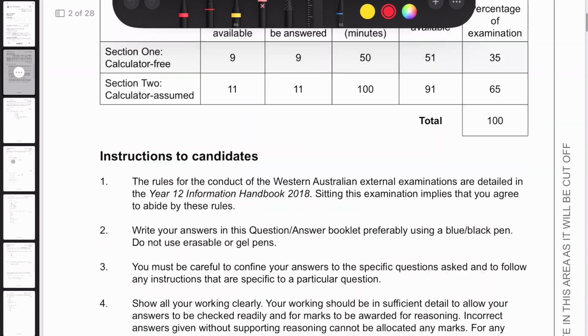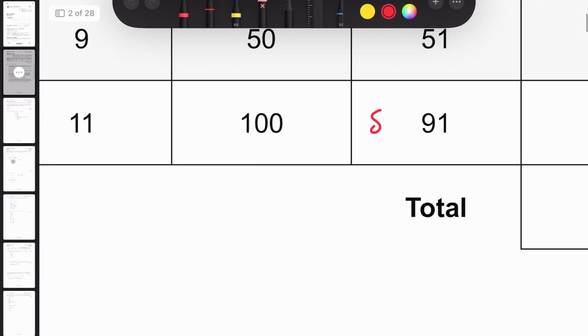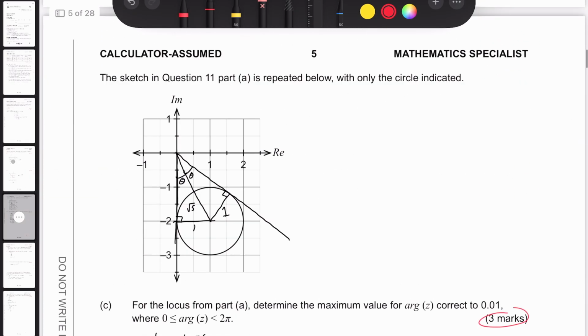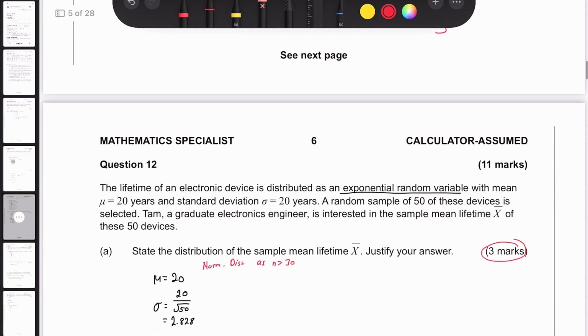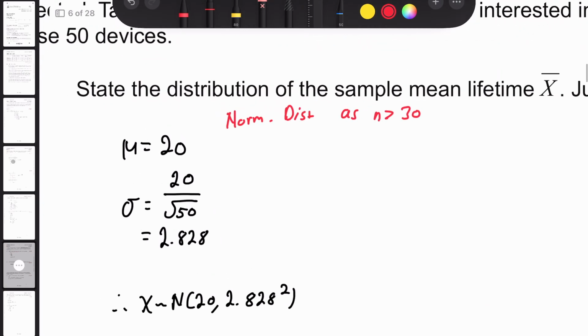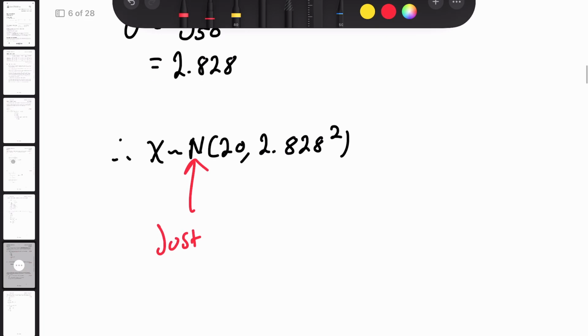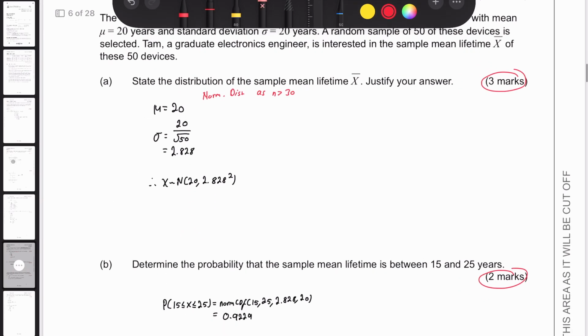Okay, so let's go through calculator assumed. We had 87 on 91. So let's go through it all. One of the marks was stating it's a normal distribution. I didn't say that, but here I did say that x is a normal distribution, so I think I would have just claimed that mark as n is greater than 30.